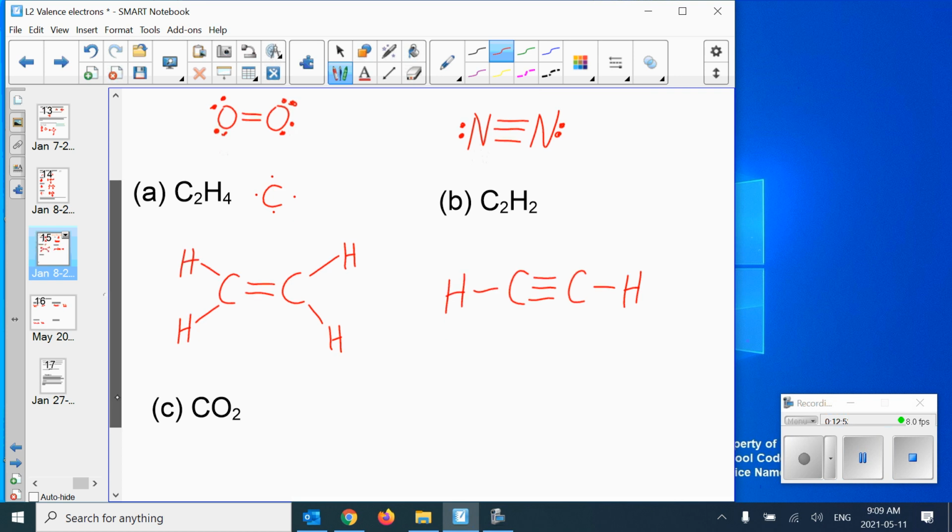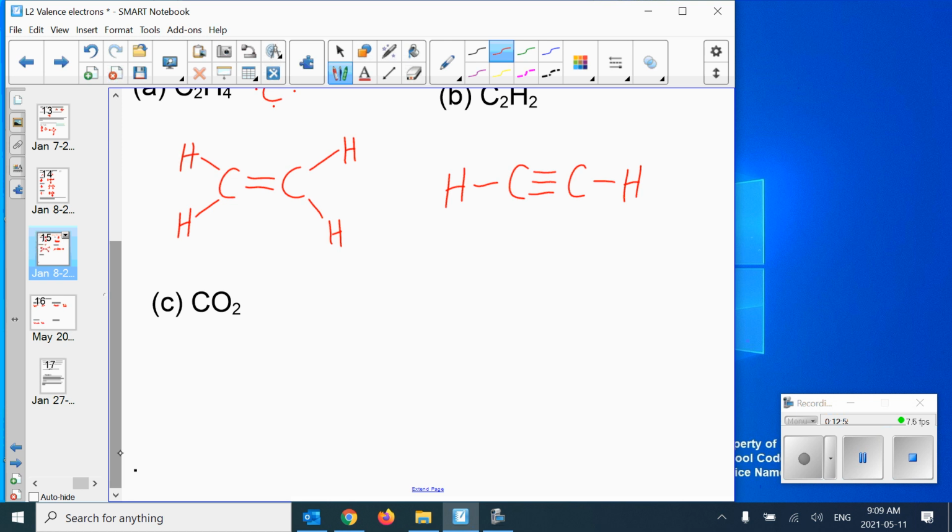CO2. This gives people some grief, so I'm going to just show you what I'm thinking. Carbon with 4 bonds wanted. Oxygen wants 2 bonds. So I'm going to go left and right. Double bond, double bond. That takes care of the carbon's 4 bonds. Oxygen wants 2 bonds. They'll have 2 pairs left over. There you go.